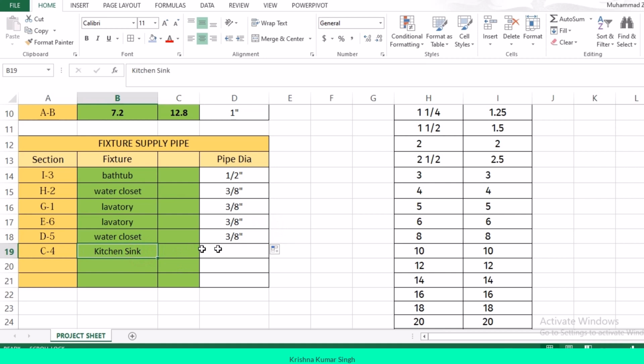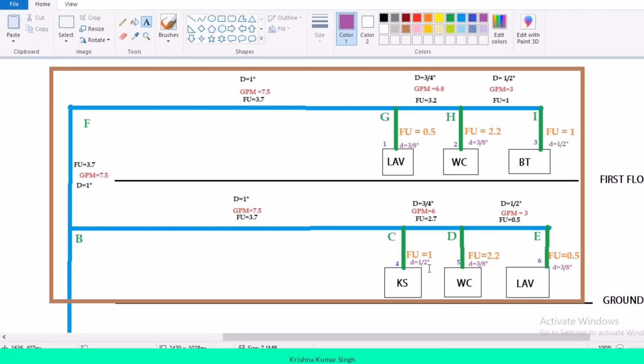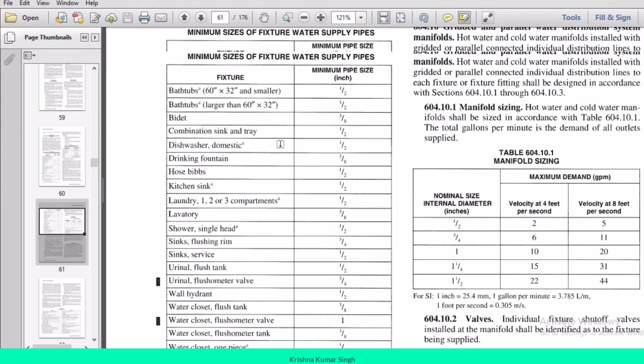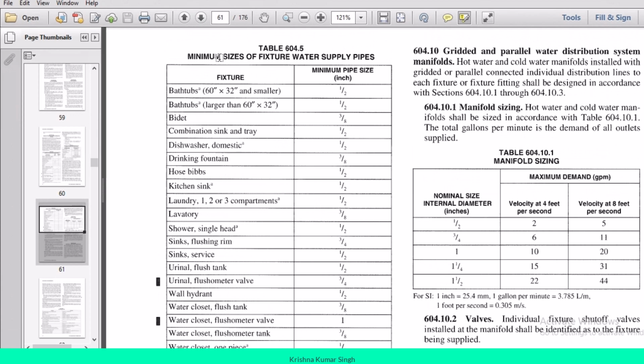Kitchen sink, let me cross check again. Here we have kitchen sink underneath the C4 section of pipe, fixture supply pipe. It will be 1 by 2 inches. So this is how you can calculate the fixture supply pipe diameters. No need for any mathematical calculation, because the minimum sizes of fixture supply pipes are given over here in table 604.